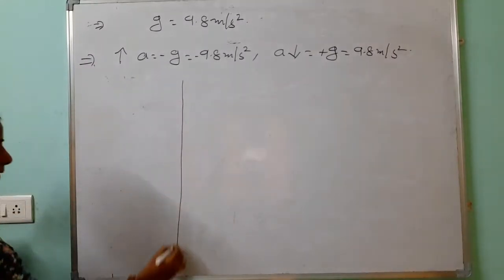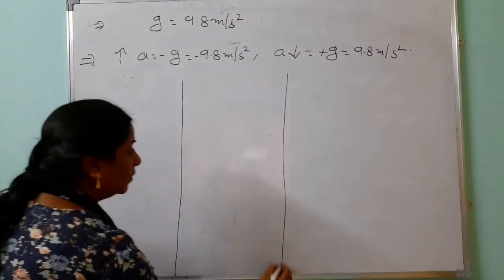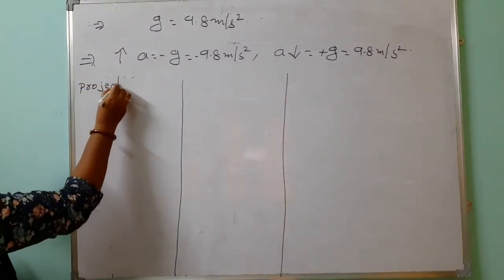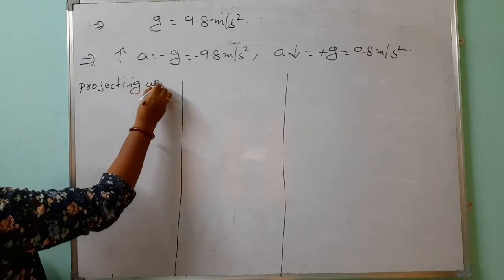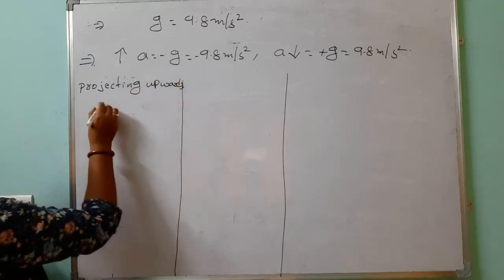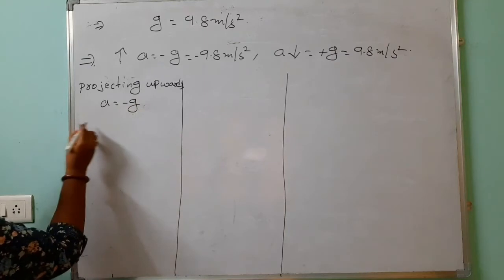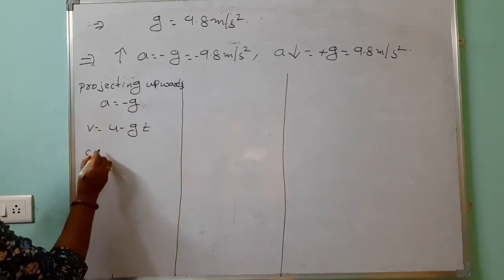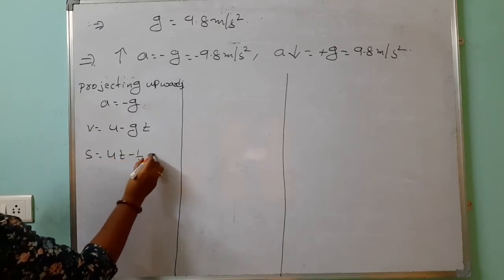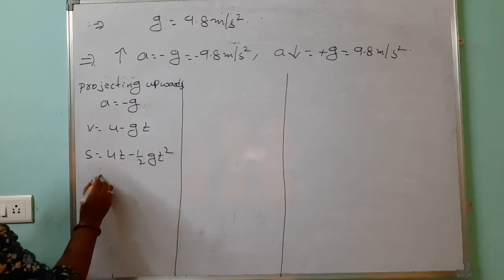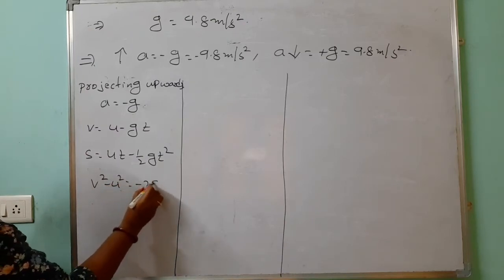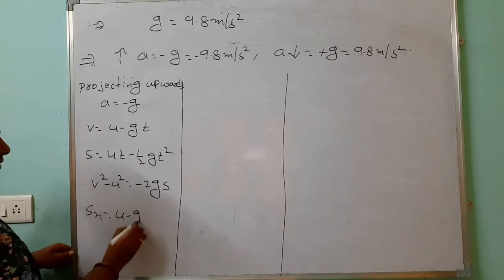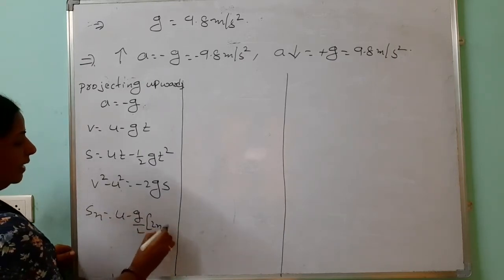There are three things. One is projecting upwards. If the body is projected upwards, then A equals minus G. First equation of motion, V equals U minus GT. Second one is S equals UT minus half GT square. Third one is V square minus U square equals minus 2GS. Then this is Sn equals U minus G by 2 into 2n minus 1.